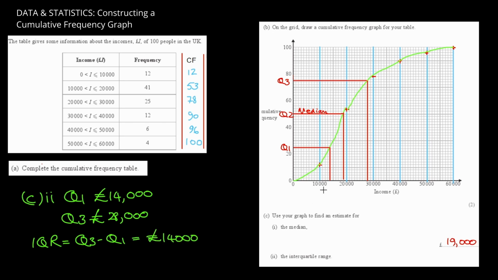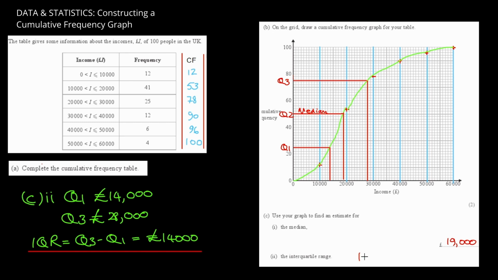£14,000. Now, because we're reading off a graph and we've drawn a line freehand through our points, both the 14,000 and the 28,000 are inaccurate, which means our answer is inaccurate. So there will be a range of acceptable answers here. This is the answer I got from my particular diagram, but you might get a slightly different one from your diagram, depending where you put that line through the points.